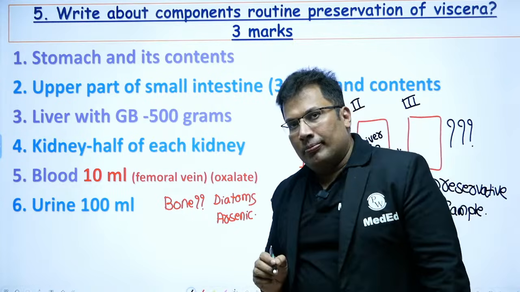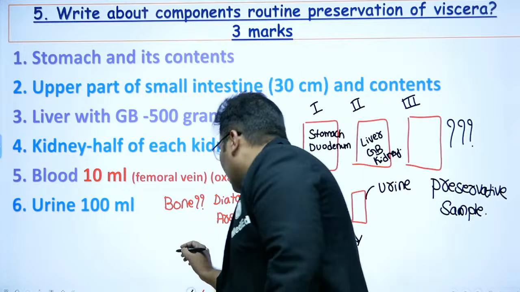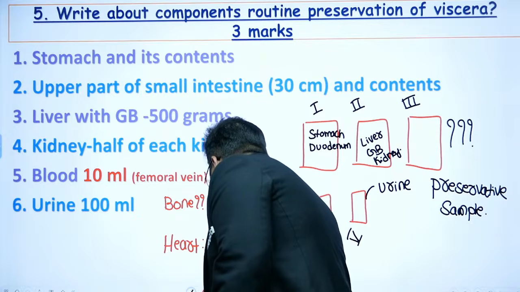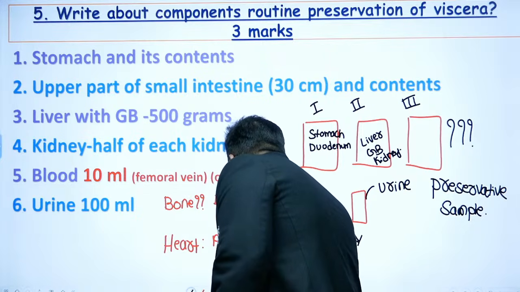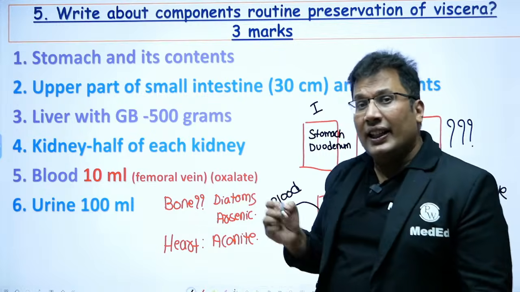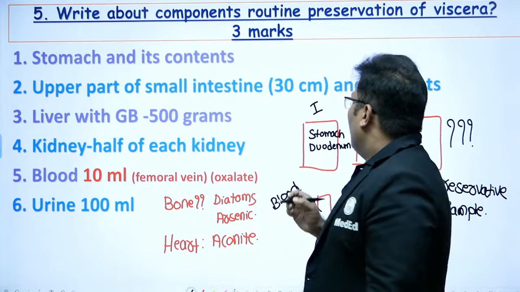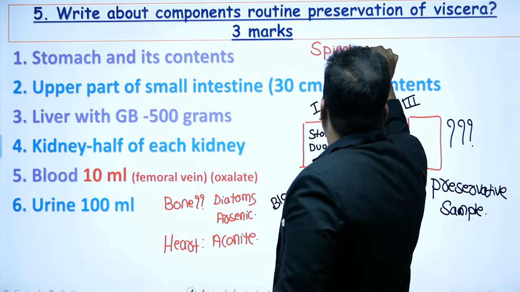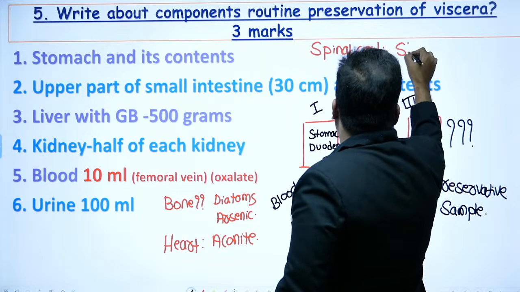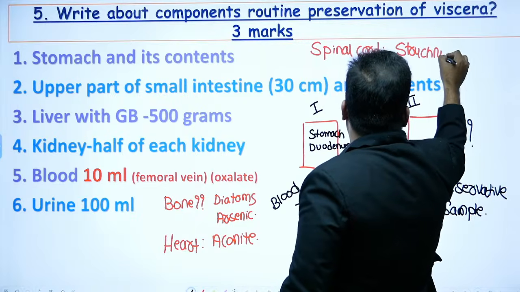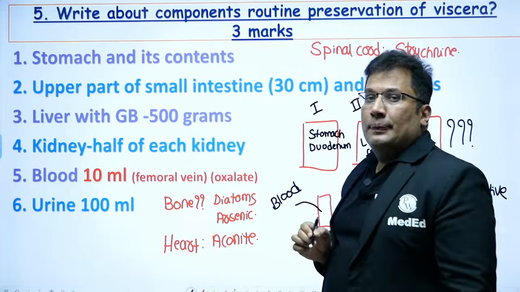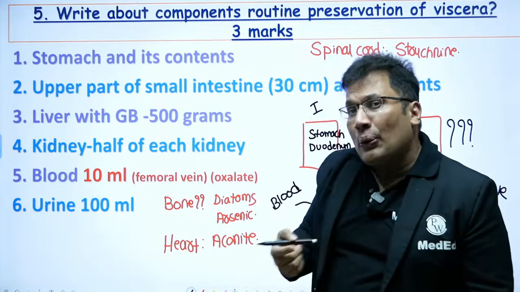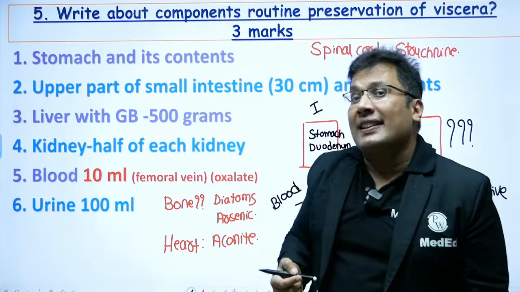Bone is preserved in some condition. In some condition, heart is preserved. Heart, in case of aconite poison. Cardiac poison. In any cardiac poison, heart is preserved. Spinal cord, in case of strychnine poison. Renal fat is preserved in case of insecticide poison.